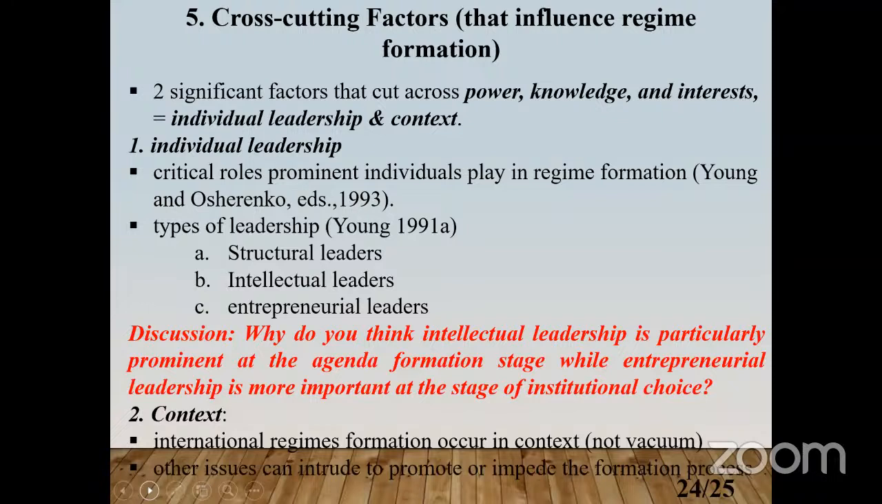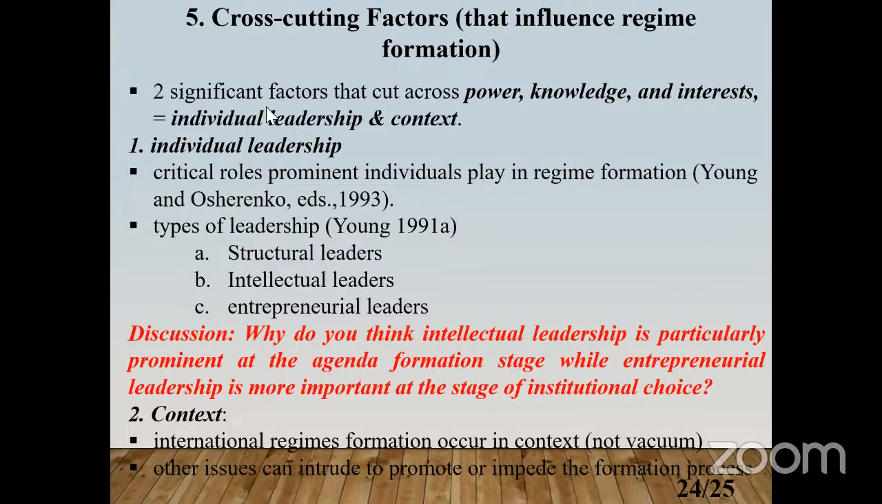Very close towards the end, we look at what we call the cross-cutting factors that influence regime formation. And these cross-cutting factors, I present two. The first one is what we call individual leadership and the context. We're trying to say here, dear friends, that behind power, behind knowledge, and behind national state interests, much of what will go into the formation of a regime will very much depend on the context in which that regime is being formulated, and also on the individual leadership.